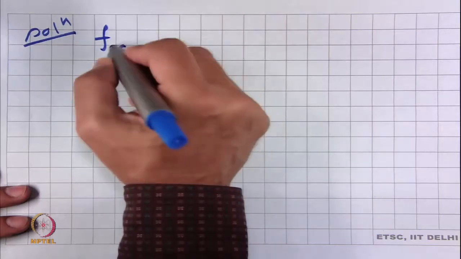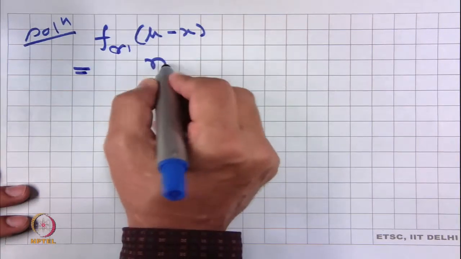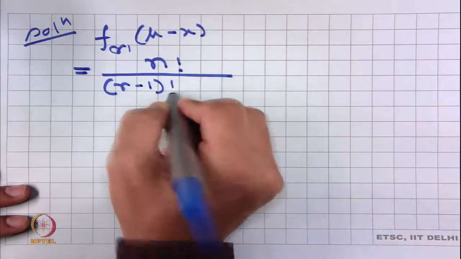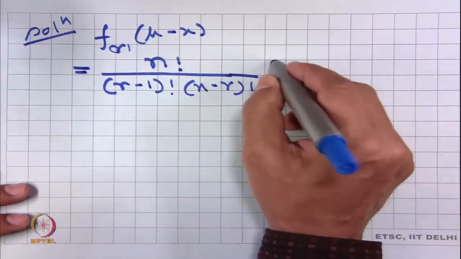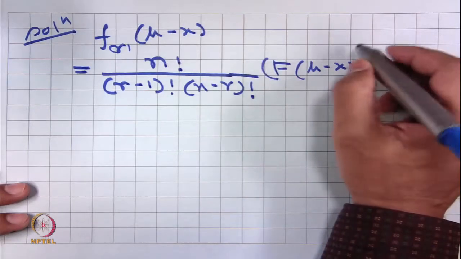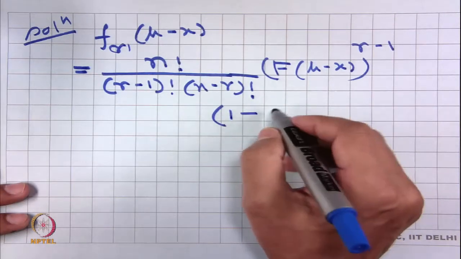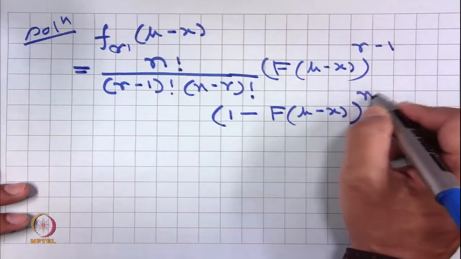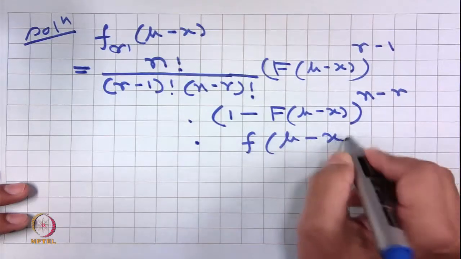Now, f_r at mu minus x is equal to n factorial upon (r minus 1) factorial into (n minus r) factorial, F at mu minus x whole to the power r minus 1, 1 minus F at mu minus x whole to the power n minus r, multiplied by f at mu minus x.